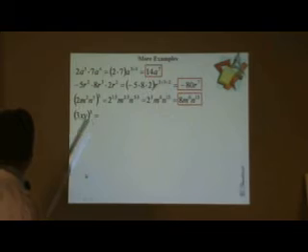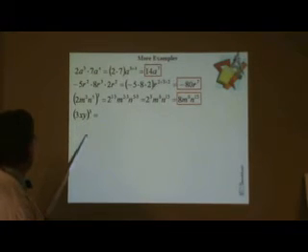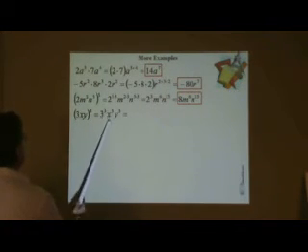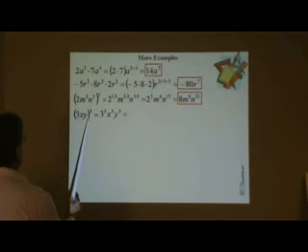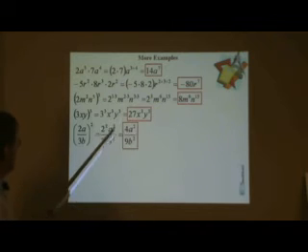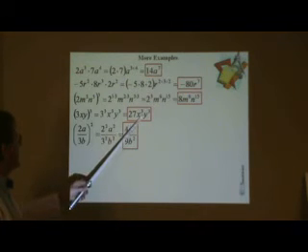Next, we have 3xy to the third power. 3 goes to the third power, x goes to the third power, y goes to the third power. Look, we take 3, we distribute it, give it to everybody. Don't leave anybody out. We get 27, x to the third, y to the third.